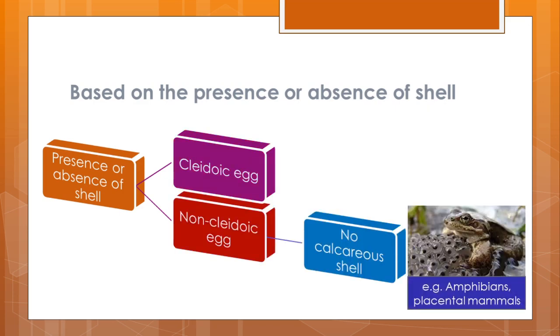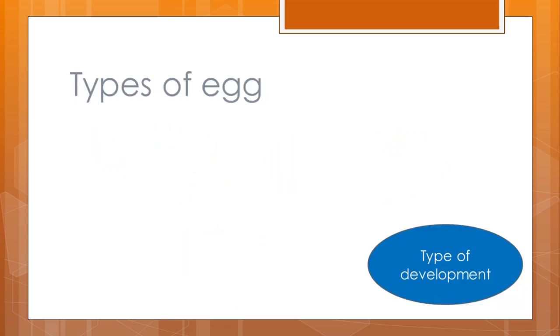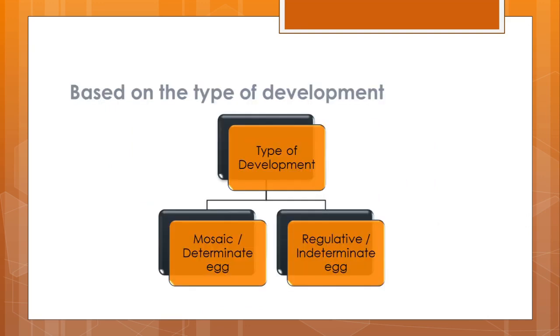The non-cleidoic eggs are not protected by calcareous shells. This type of egg is laid by animals whose development is internal and also by animals who lay eggs in water. Example, egg of placental mammals, amphibians and fishes. Now coming to the last criterion for the classification of egg, that is type of development.